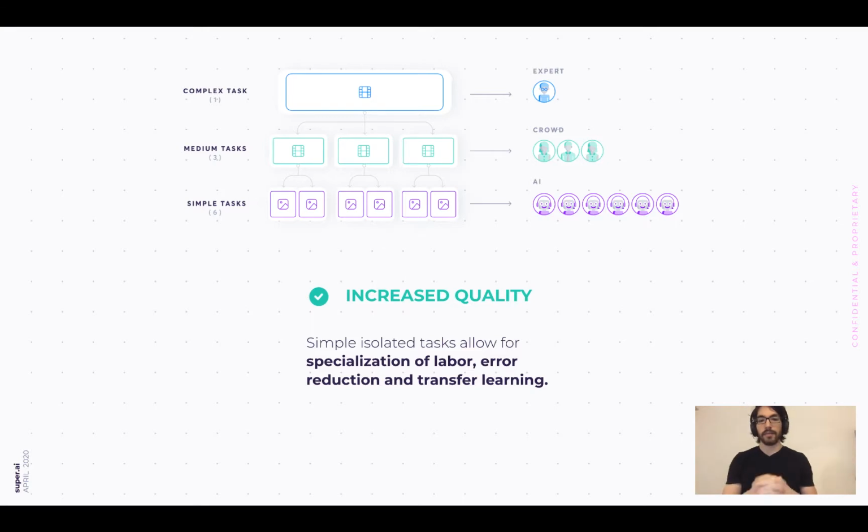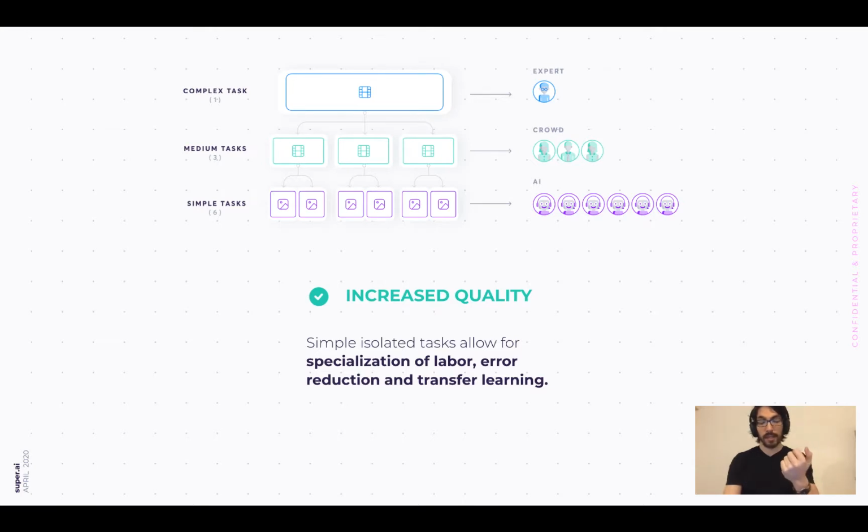And so this is the idea of transfer learning, just as in the bottom layers of convolutional neural networks, they're detecting edges and textures. Well, the same is true here. You get this massive benefit of transfer learning. And the final reason why it increases quality is because since the tasks are simpler, people make fewer errors on them, which therefore increases the quality.